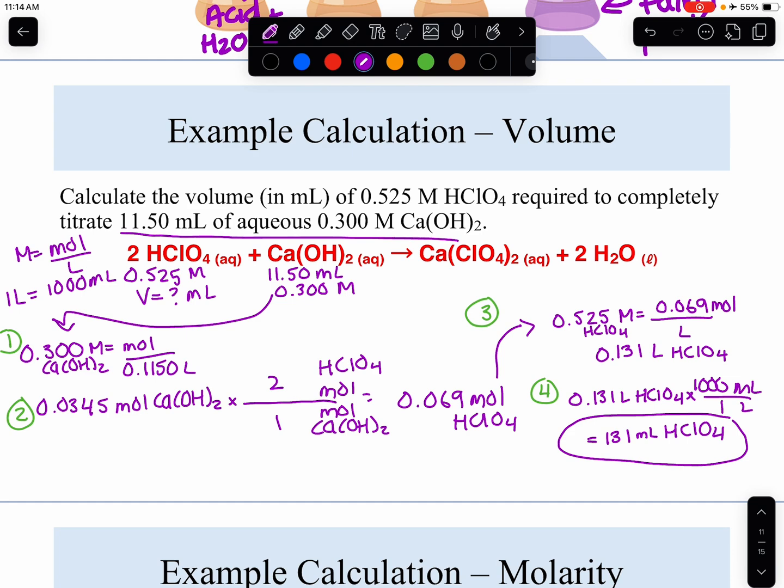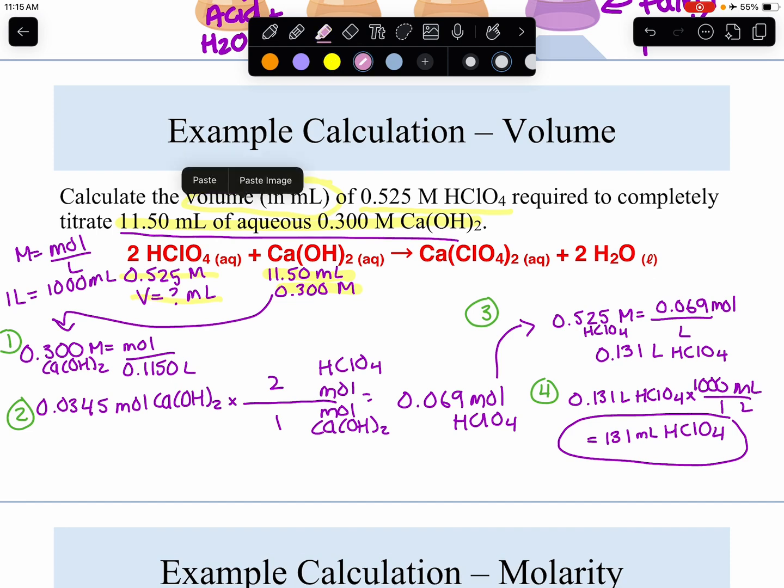Now, these calculations were a little bit tedious, so I went ahead and did them just so that we could review them together. First thing I do when I read a problem is circle what I'm trying to find, and I also write down the information that I see. So this tells me 0.525 of HClO4, so I wrote that here. Then I'm trying to find my volume. And I see it is giving me 11.5 mL of this 0.3 Ca(OH)2. So again, I wrote that information out.